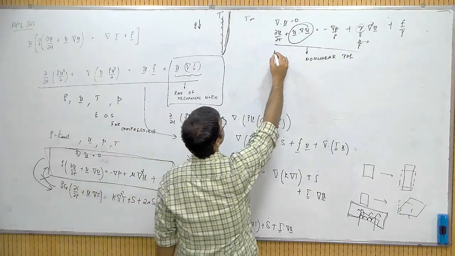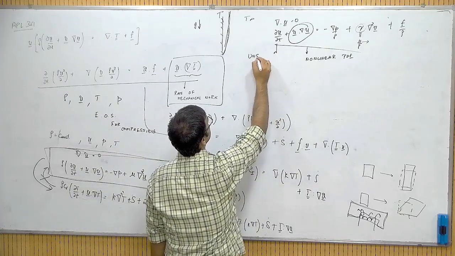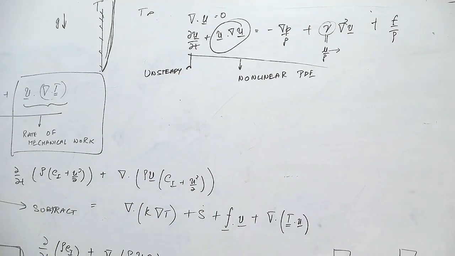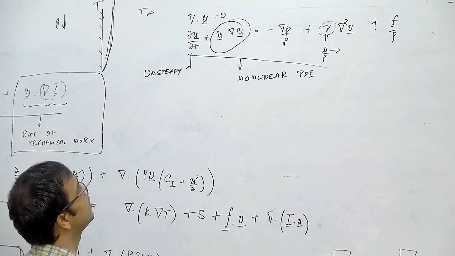The first term is usually called the unsteady term. So this is basically change in velocity at a given location with time. How the velocity might be changing at a given location with time. "At a given location" is a very important phrase here.